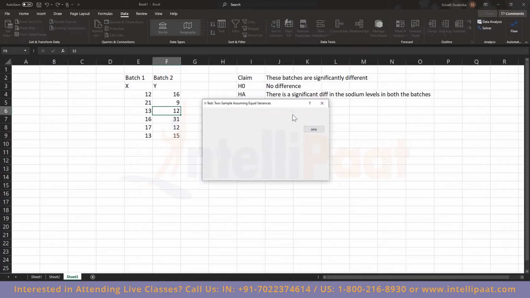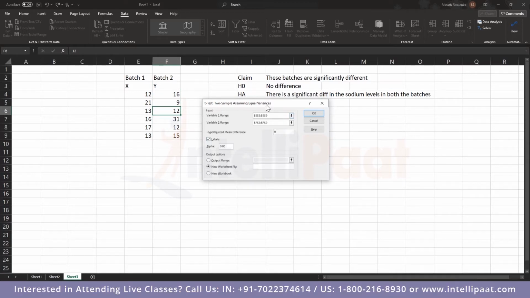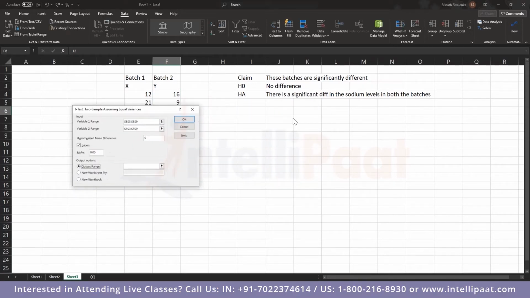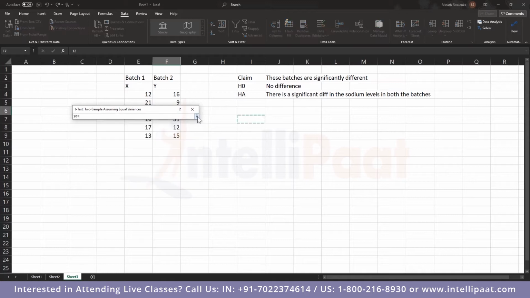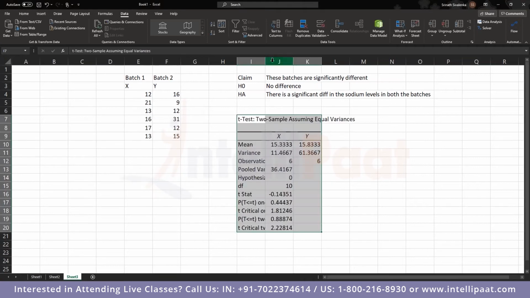So just select that. Variable range one, variable range two, and there are labels. Hypothesized mean difference is 0 because I'm saying that both of them have no difference. So the difference in the mean is 0. And I'm going to select an output range where the output will simply come up. So I'm going to select this output and I'm going to hit OK. Boom, done. That's it.